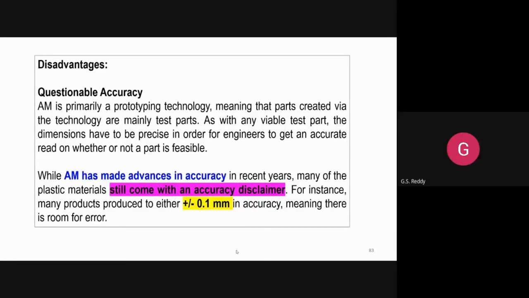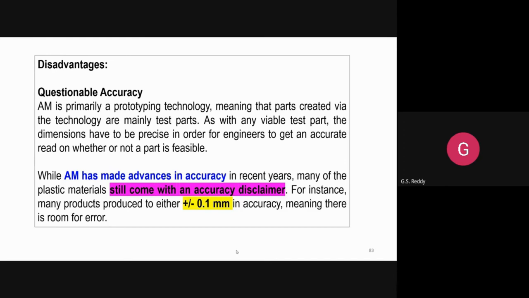Questionable accuracy. AM is primarily a prototyping technology, meaning that parts created via this technology are mainly test parts. As with any viable test part, the dimensions have to be precise in order for engineers to get an accurate read on whether or not the part is feasible. While AM has made advances in accuracy in recent years, many of the plastic materials still come with an accuracy disclaimer. They will say, for instance, that accuracy is plus or minus 0.1 millimeters, about 100 microns.